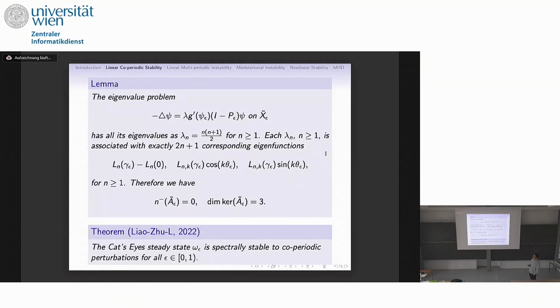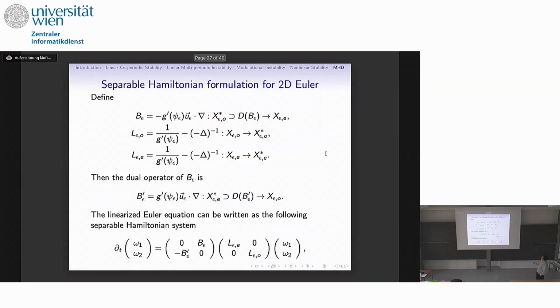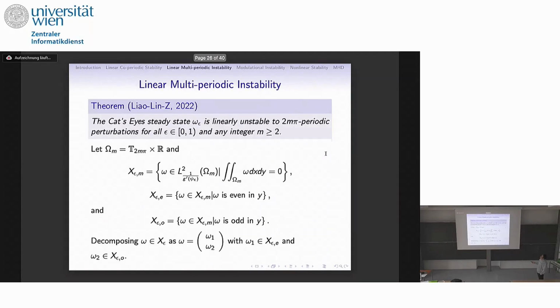Because for this steady solution, it's not periodic in y. You see, it tends to 1, 0 at plus infinity and tends to minus 1, 0 at minus infinity, right? It's definitely not periodic in y. So this is the case for 2 pi period. We call it co-periodic perturbations.